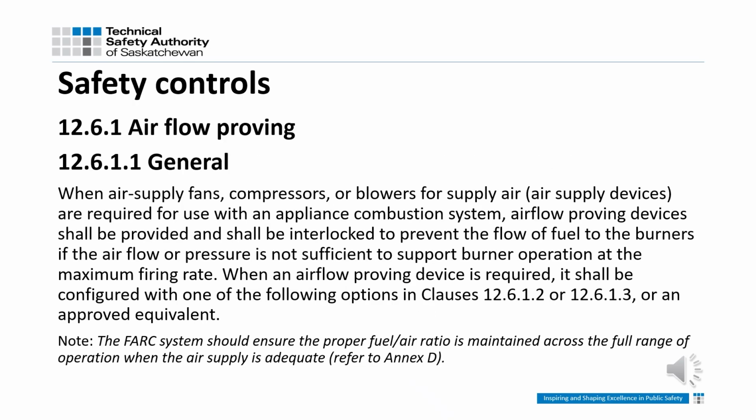12.6.1 Air Proving Switch. 12.6.1.1 General. This was rewritten to give more clear expectations for this requirement. This gives you three options: the next two clauses or an approved equivalent acceptable to the authority having jurisdiction. Make sure to reference the note at the bottom as well as Annex D.